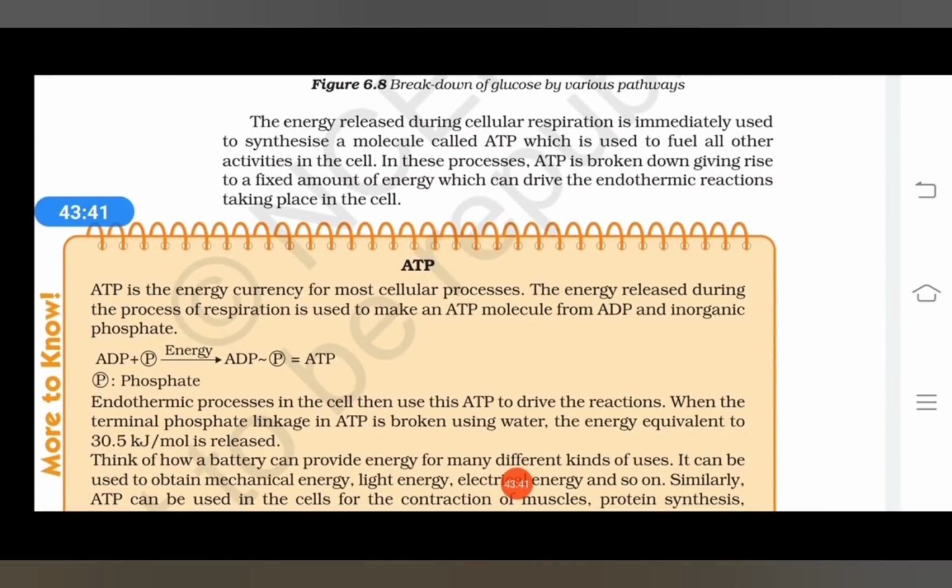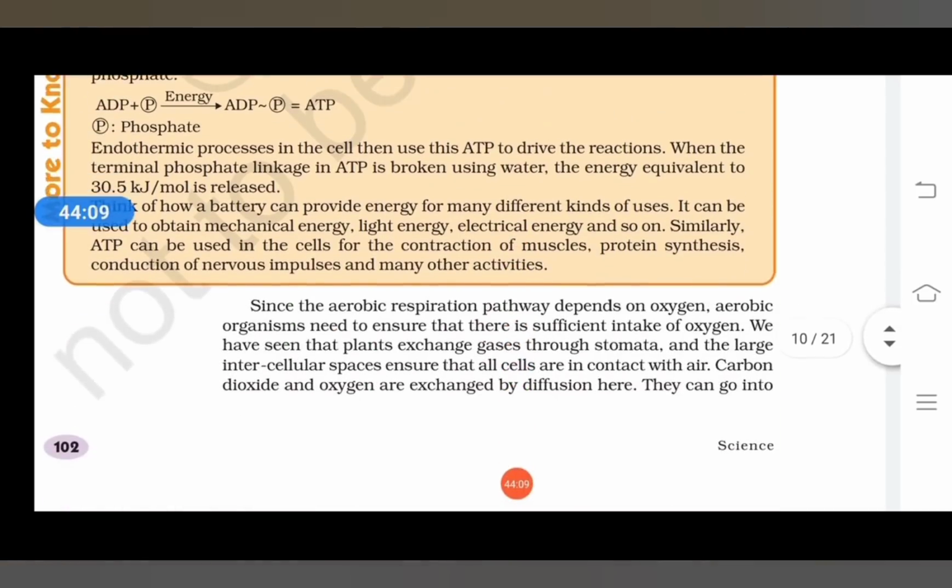So, the energy released during cellular respiration is immediately used to synthesize a molecule called ATP. I think you know the full form of ATP, adenosine triphosphate, which is used to fuel all other activities in cells. In this process, ATP is broken down, giving rise to a fixed amount of energy which can drive endothermic reactions taking place in the cell.